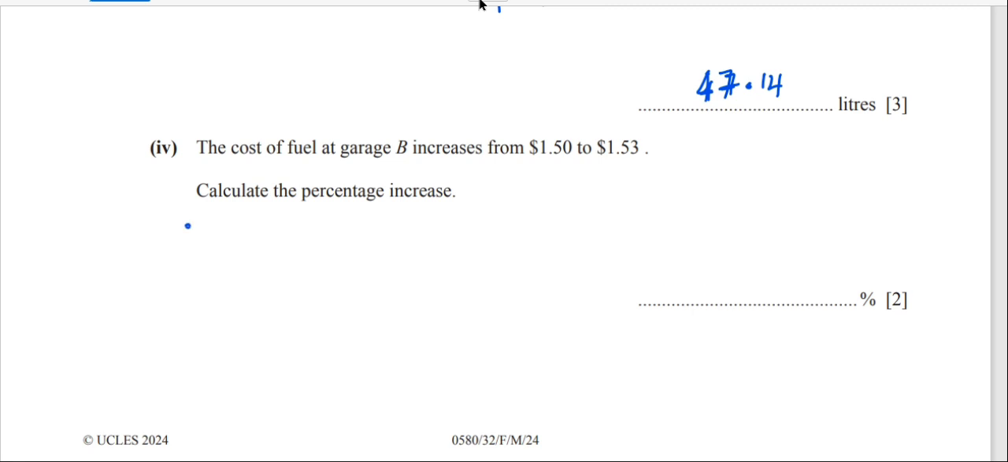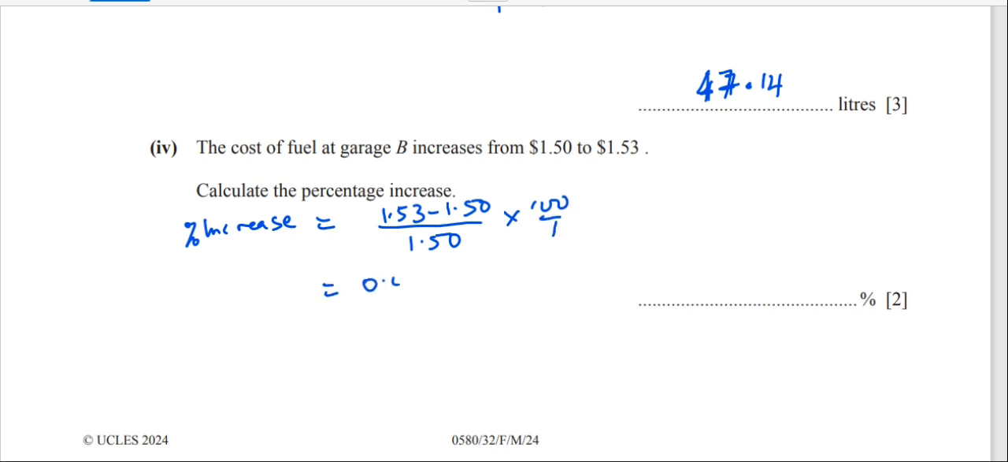Let's say that percentage increase is equal to 1.53 minus 1.50 all over 1.50 times 100 over 1. I think this is simple. So that will give us 0.03 over 1.50 times 100 over 1. So if you divide this with your calculator, you have 0.02 times 100, which will give you 2. So 2% increase.